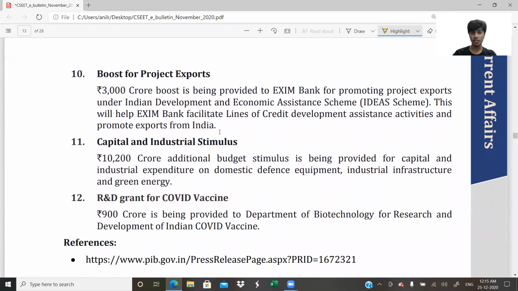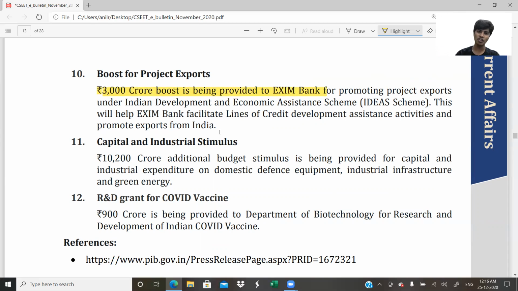Next one is a boost for project exports. I told you previously also, whenever credit was given to organizations or other schemes were announced, what happens is that when production in our country increases and you produce more than what you require in the country, such surplus can always be exported, creating a favorable balance of trade and a favorable balance of payments. So to boost project exports, 3,000 crores have been provided to Exim Bank. What is Exim Bank? Export Import Bank. EX is export, IM is import.